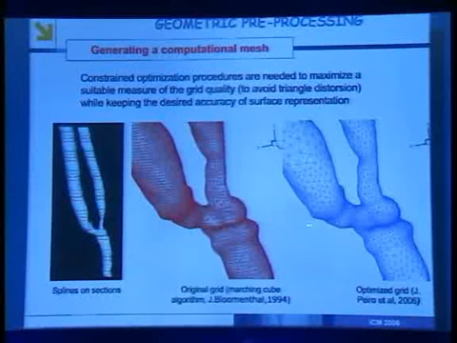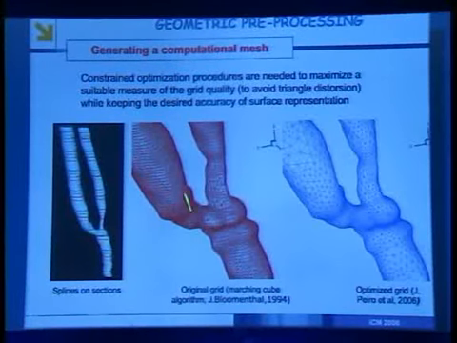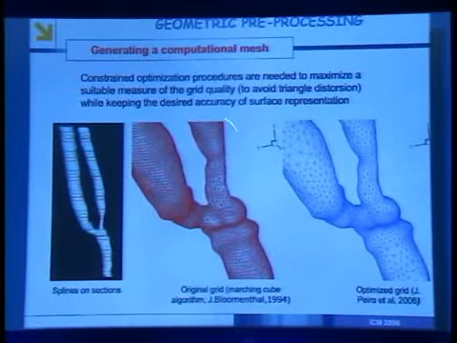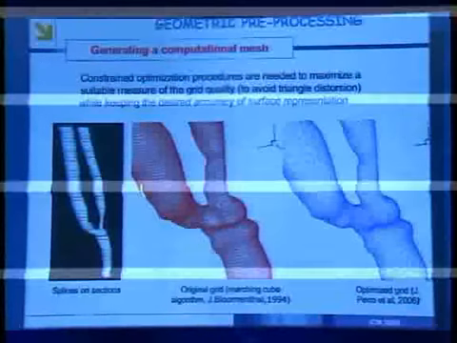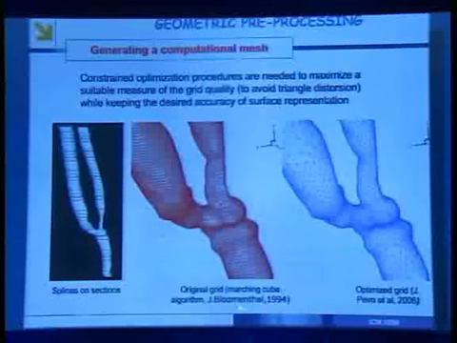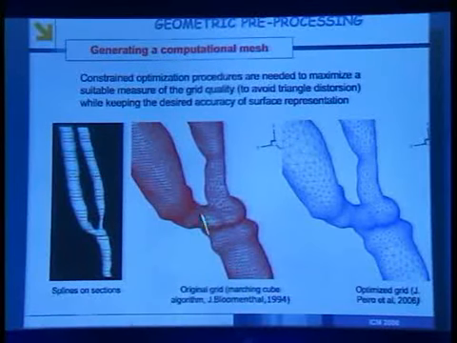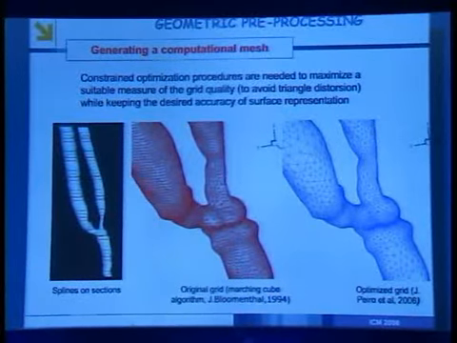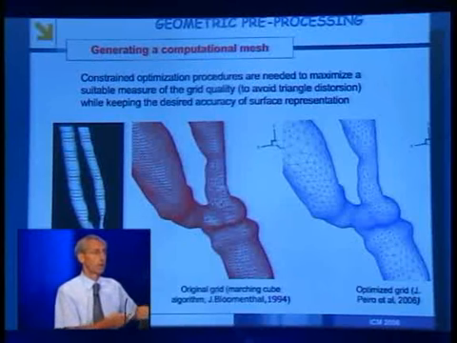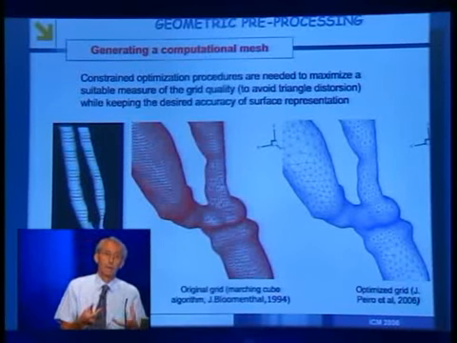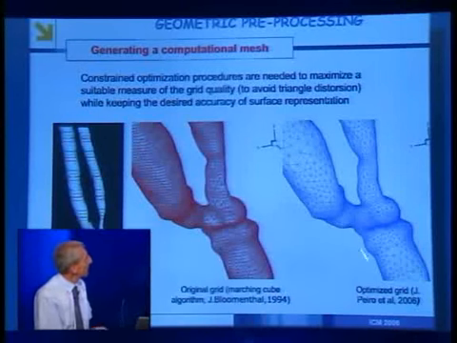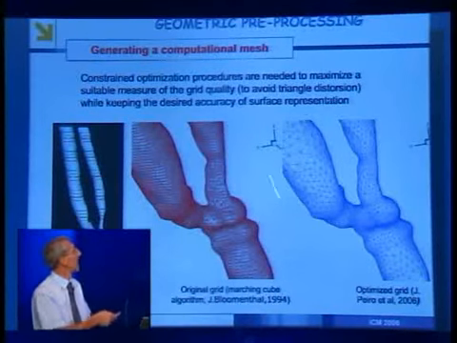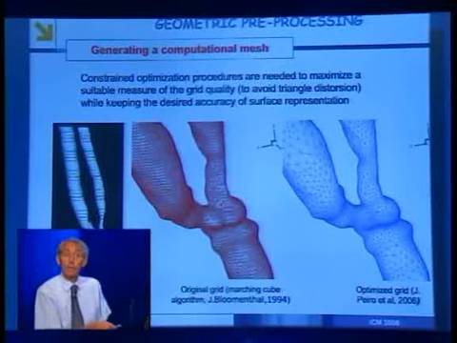So we have these curves, and we have to generate a grid. This is a preliminary grid made of little triangles that you put on the surface. And here we use the marching cube algorithm that was proposed by Blumenthal in 1994. It's a very fast and efficient algorithm, but unfortunately you cannot control the quality of the grid. You cannot control the acuteness of the angles, the regularity of the triangles. So you need some kind of optimization procedure in order to optimize the grid. And here is the actual grid that we are going to use.